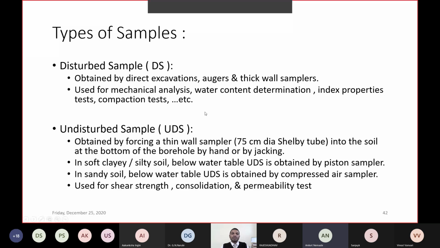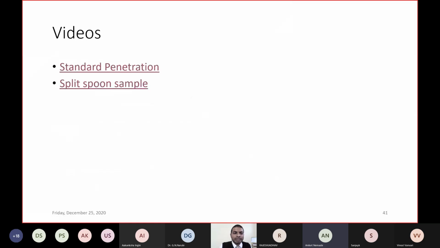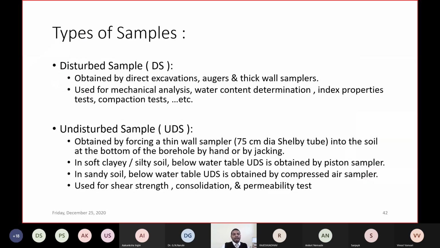So I suppose the standard penetration test, the SPT, is very well understood, and I am going to show you the design sheet also, by which you can work out the SBC directly from the SPT. Then, types of sample collected.